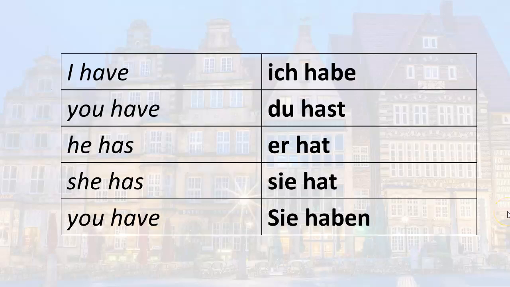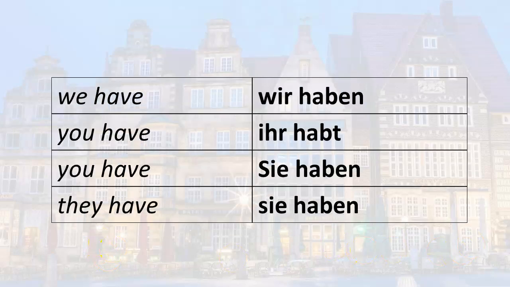First thing, remember that you have to absolutely memorize the forms of haben. It's an irregular verb, which means you have to memorize the forms. Native speakers memorize simply through practice, so we have the forms of our singular subject pronouns, and we have the forms of our plural subject pronouns.